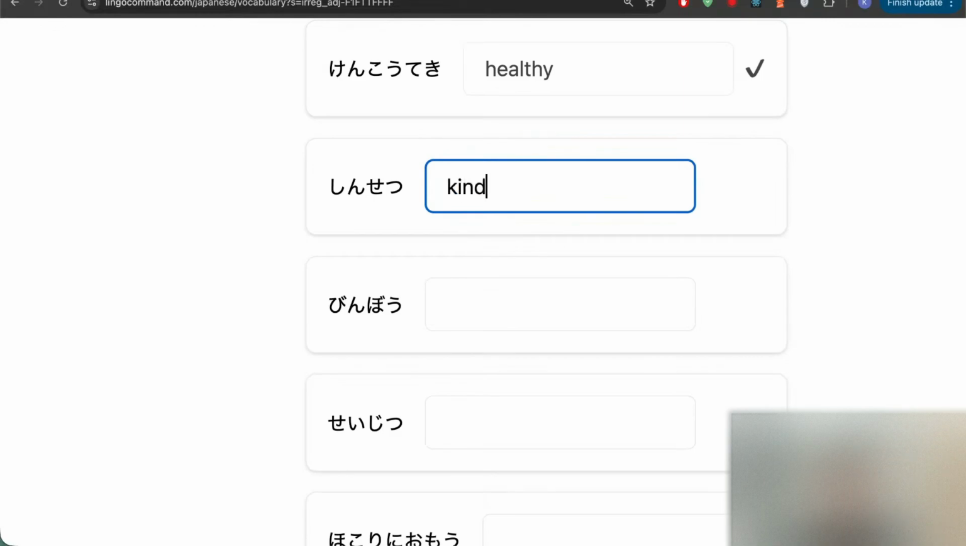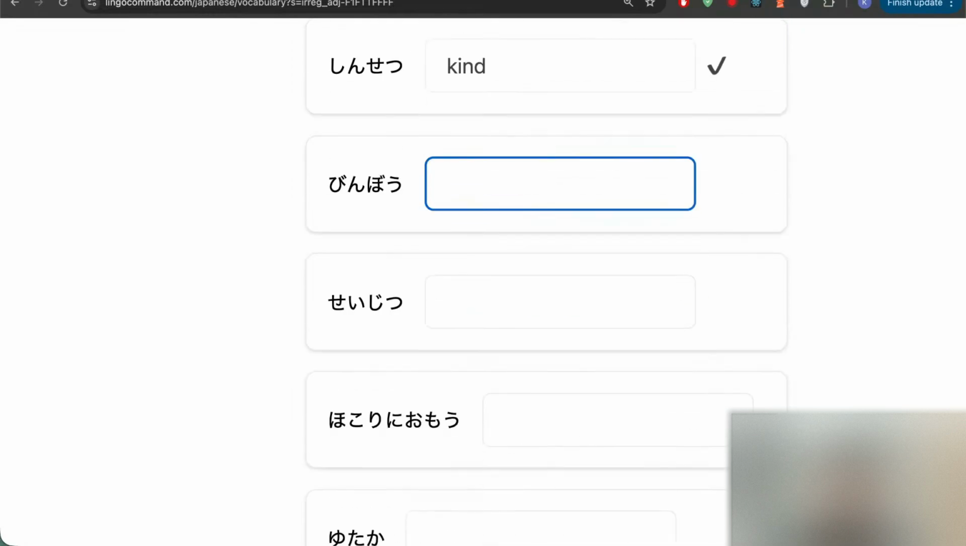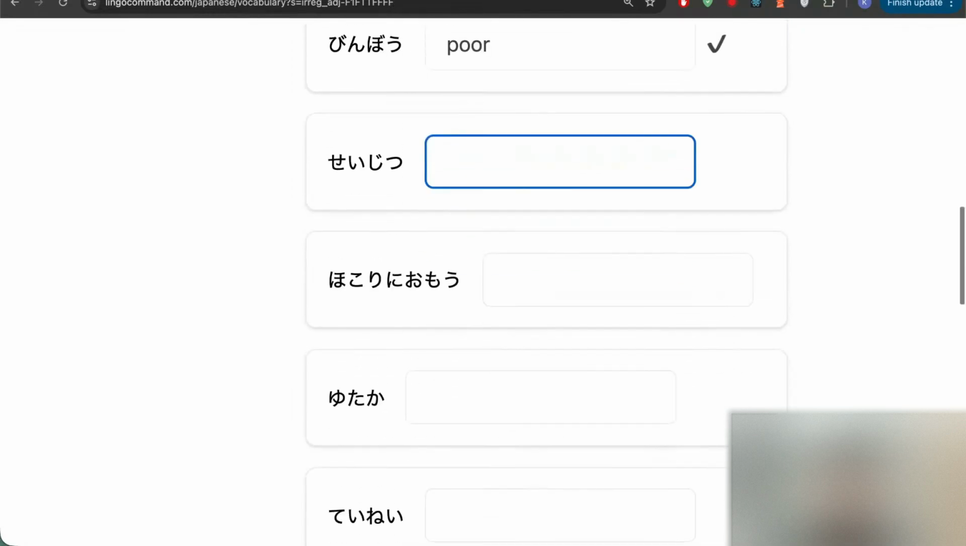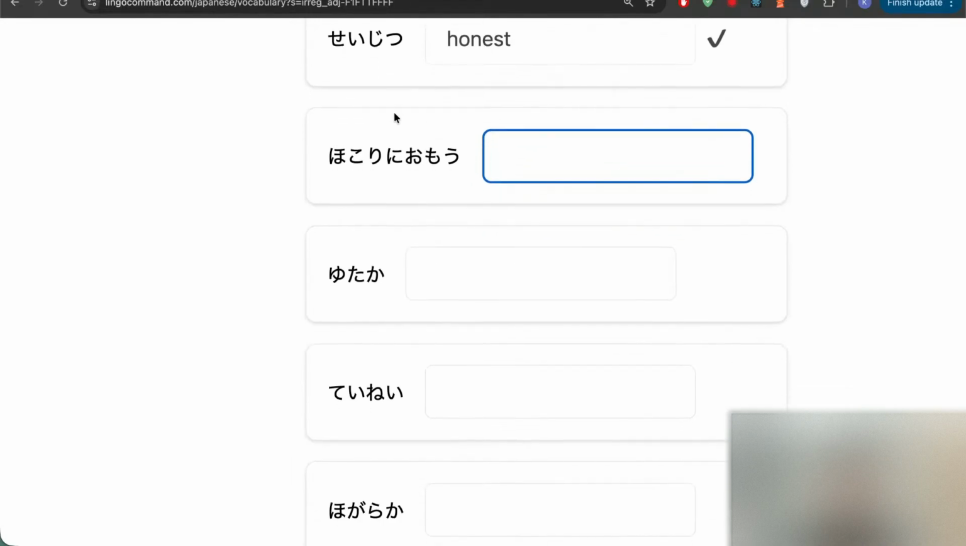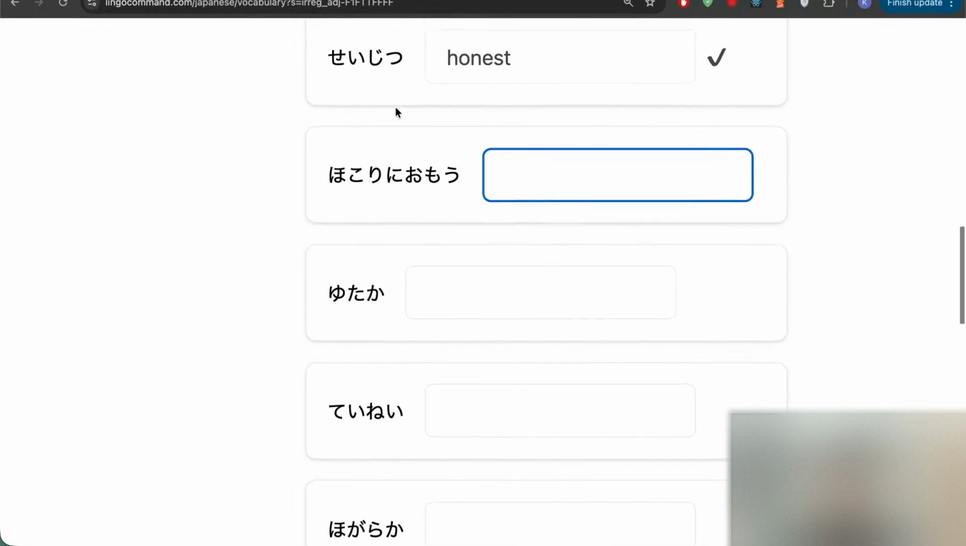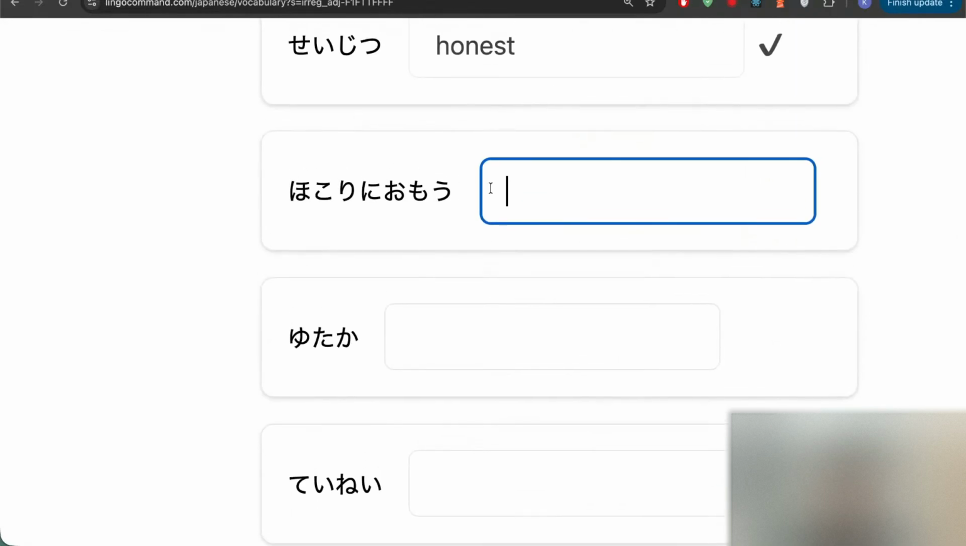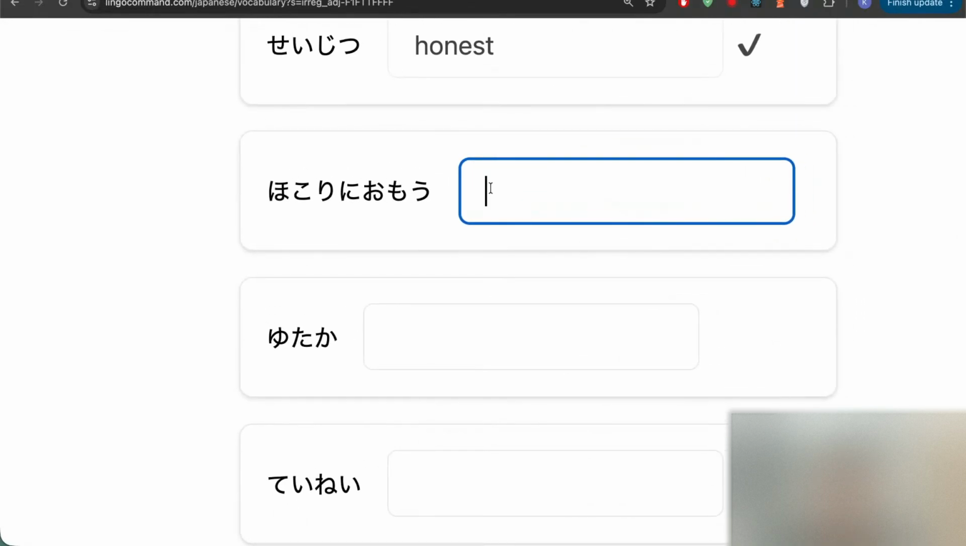Shinsetsu is kind. Binbo is poor. Seijutsu, well, we just spoke about that for a while, so that's honest. Because this second kanji, jutsu, it means honest, the truth, fruit from a tree, all that stuff. And then we've got hokori ni omou, which means proud.